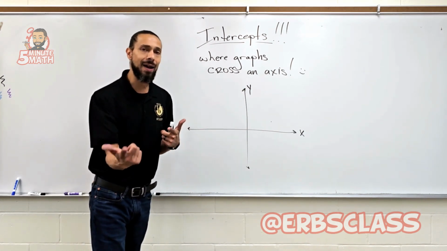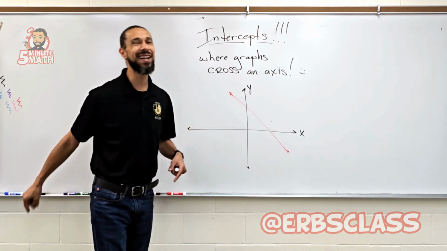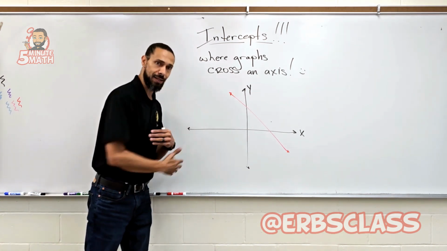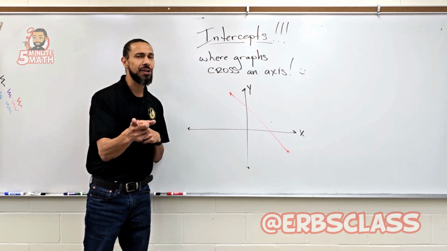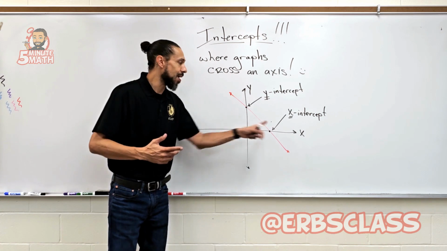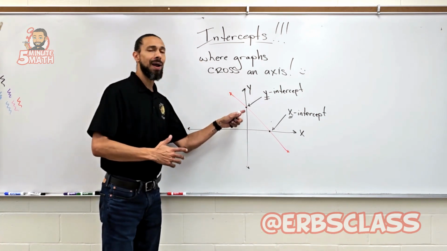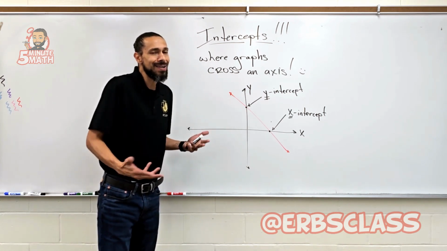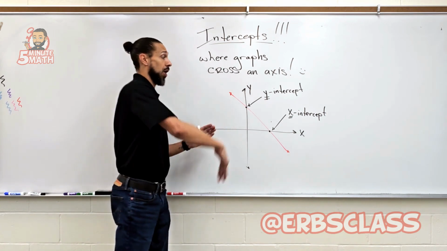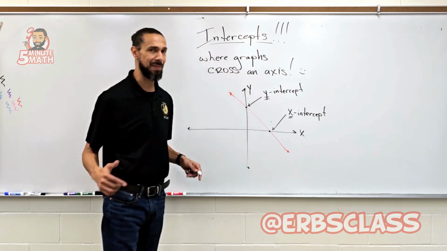So if I put a line up here, let's start with something simple like a linear graph. My linear graph here actually crosses each axis. These are the intercepts. Where my line crosses my x-axis is my x-intercept, and where my line crosses my y-axis is my y-intercept. It doesn't matter if it's a straight line, a curvy line, or an exponential line. We'll talk about all that later, but to get the basics, we're going to start with something basic.